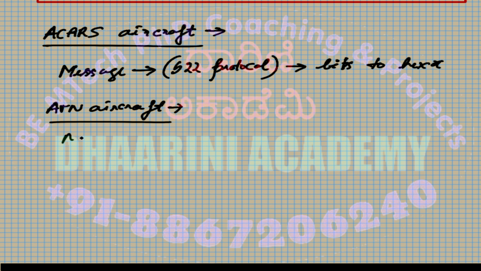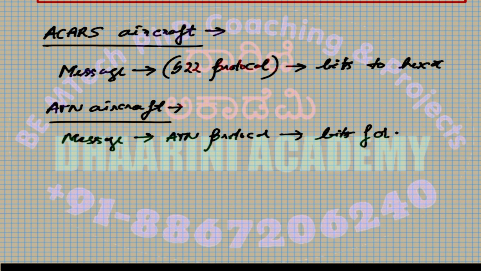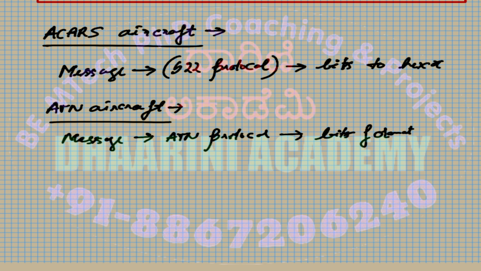right? Let's say we have a message, and you always try to use the ATN protocol. So this keeps the message in the bits format, right? You keep only zeros and ones. That's the binary type of encoding.